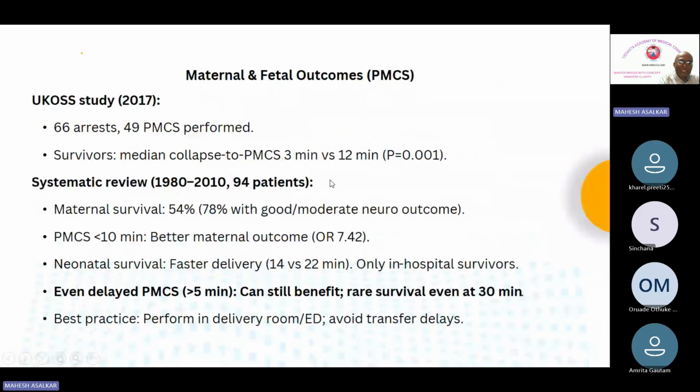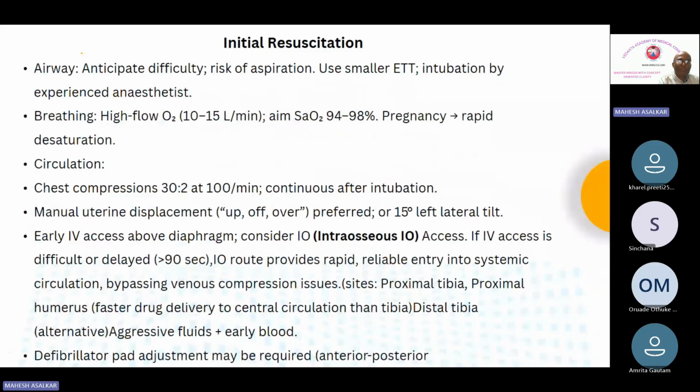So there are various studies. We will not go into the details of this. We'll restrict ourselves to whatever information is needed for examination purposes. So airway, breathing, circulation, chest compression ratio; sometimes they ask you 30:2 at 100 per minute. Okay, 30:2 is the ratio at which we give chest compressions. Then manual uterine displacement you have to do, or you have to give a 15-degree tilt. Okay, this can also be asked.